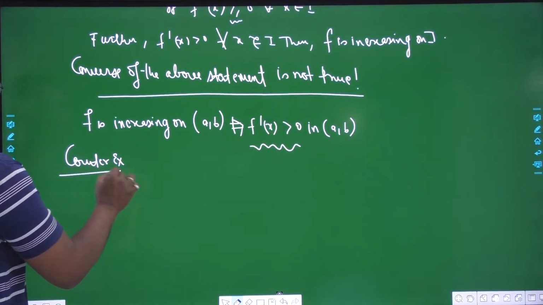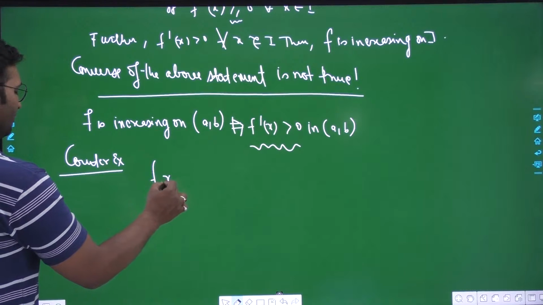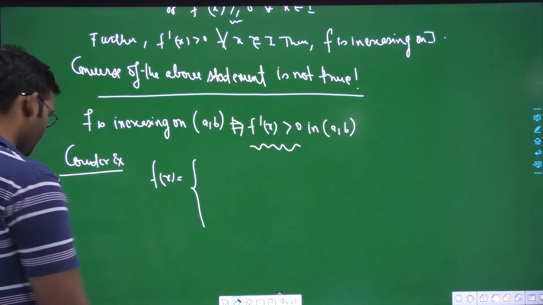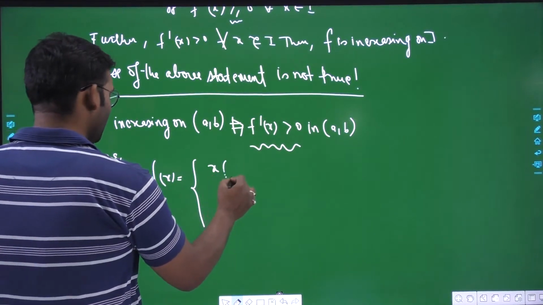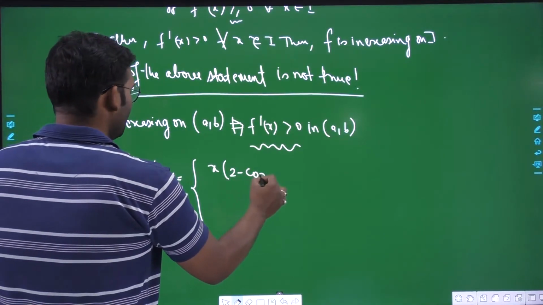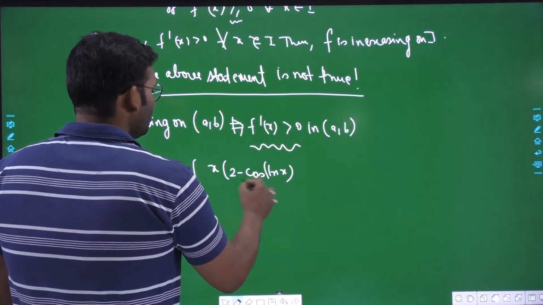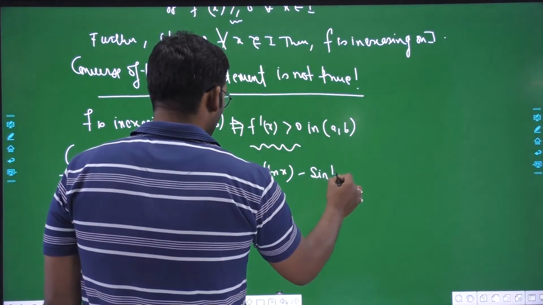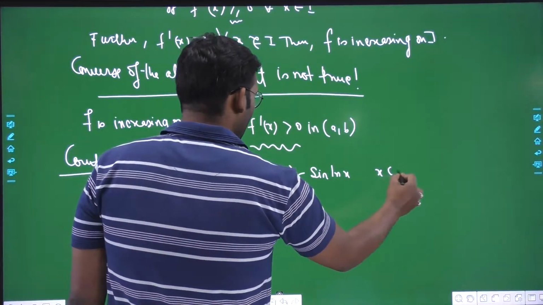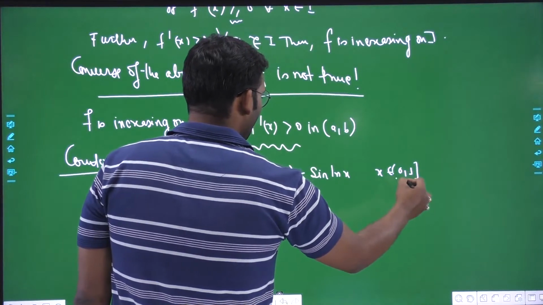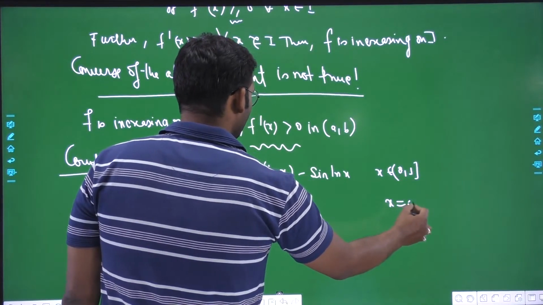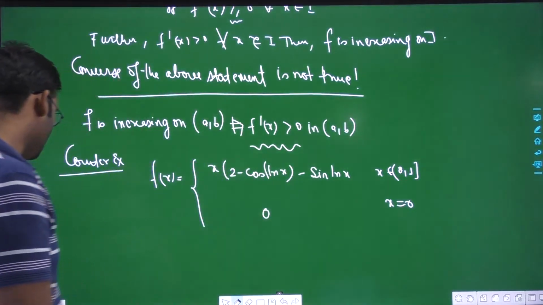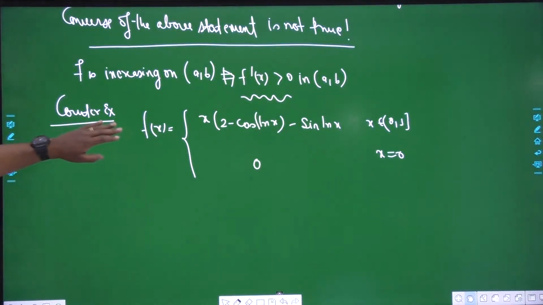Consider this counter example that I am giving to you, and you have to remember it always because these type of questions might be asked in your GATE, NET, or other examinations. So I am giving you an example: f(x) = x(2 minus cos of log of x minus sine of log of x) whenever x belongs to (0, 1], and whenever x is equal to 0, let me extend it to 0.